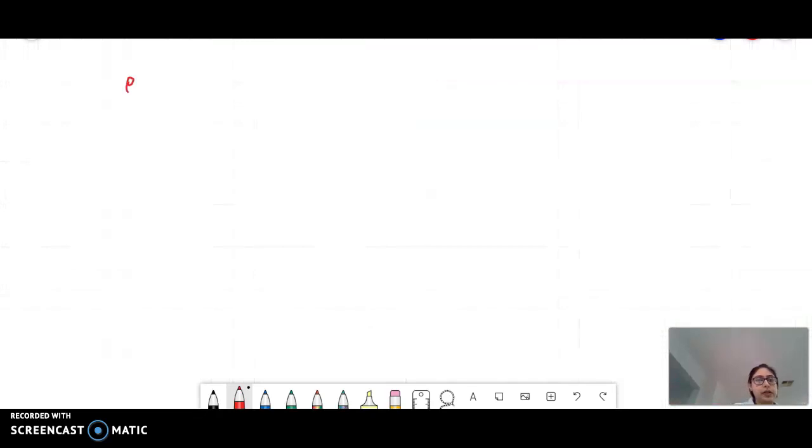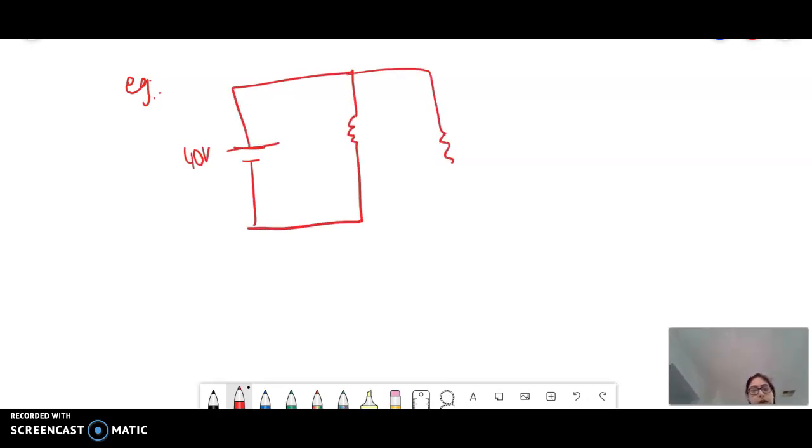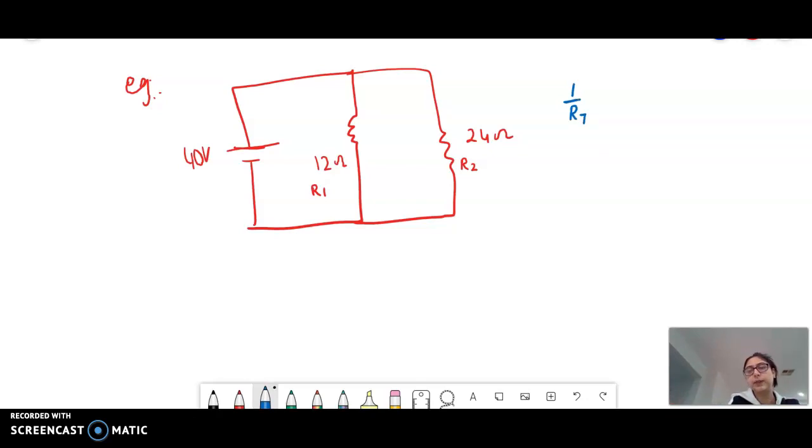So I'm going to copy an example here from your booklet. So let's say we have a 40 volt battery here, and we have two resistors, a 12 ohm one and a 24 ohm one. So let's say this is our R1, let's say this is our R2. Let's find the equivalent resistance. So let's say the total resistance is RT. So 1 over RT will be equal to 1 over 12 plus 1 over 24. You should have your green calculator. You can enter this straight away in your calculator and get the answer, or you can do this working out.